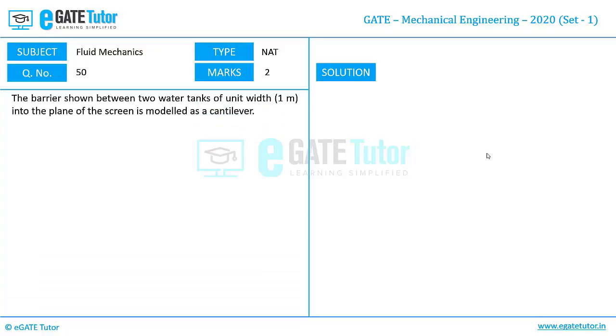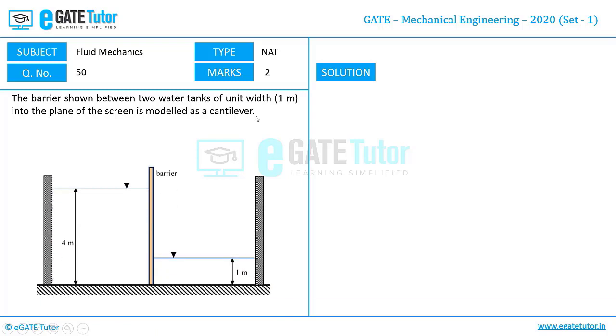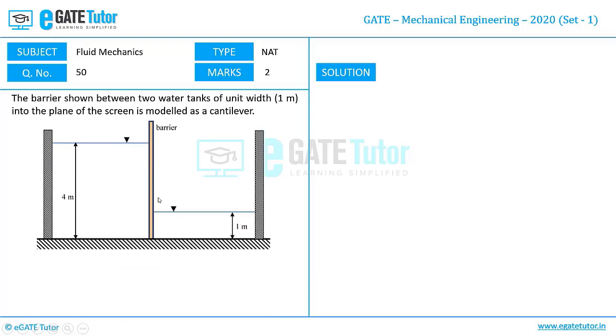The barrier shown between two water tanks of unit width 1 meter into the plane of the screen is modeled as a cantilever. So basically this is a configuration with a barrier and it is filled with water tanks on both sides. It is positioned between two water tanks where on one side of the tank the water level is up to 4 meter given and on the other side the water level is up to 1 meter given. Let us see the question.